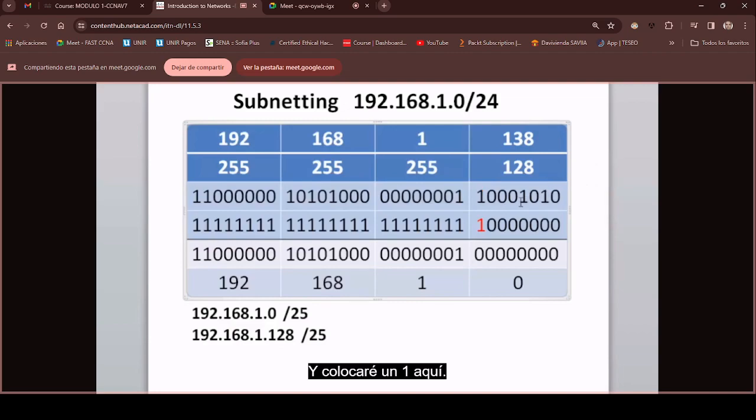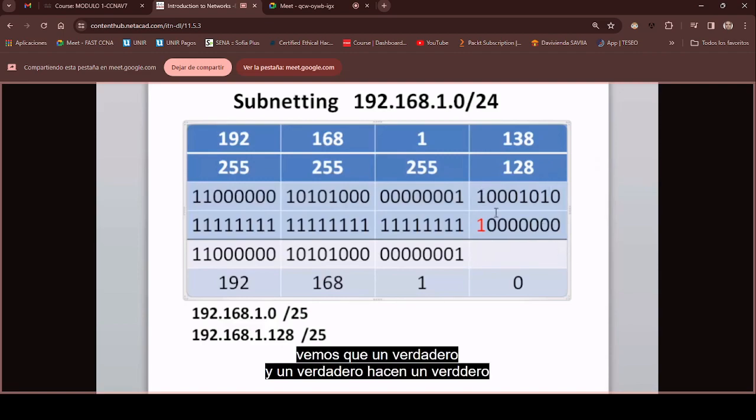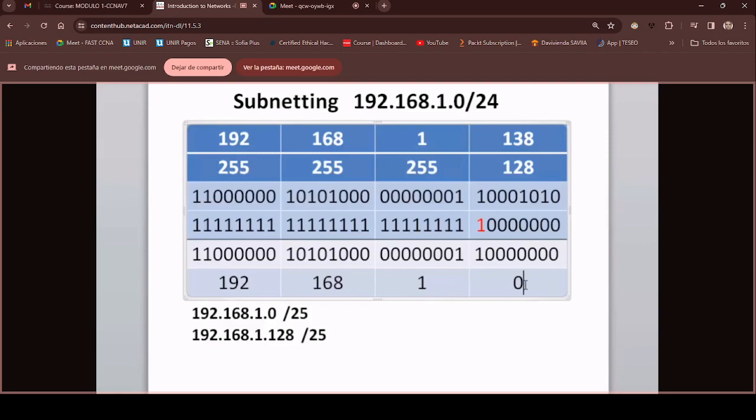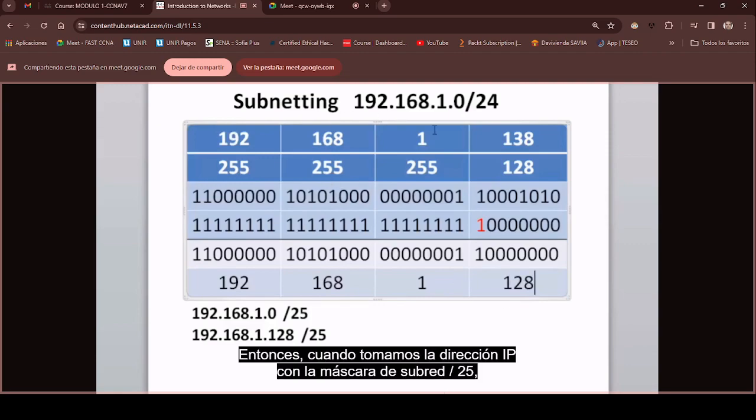And I'll put a 1 here. So 128 plus 8 plus 2 is 138. If we do the ANDing again, we see that a true and a true makes a true. And then we have falses all the way. And now the resulting network address is 128.